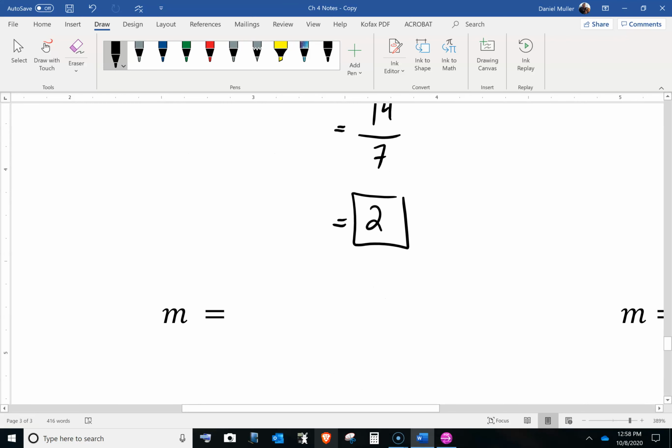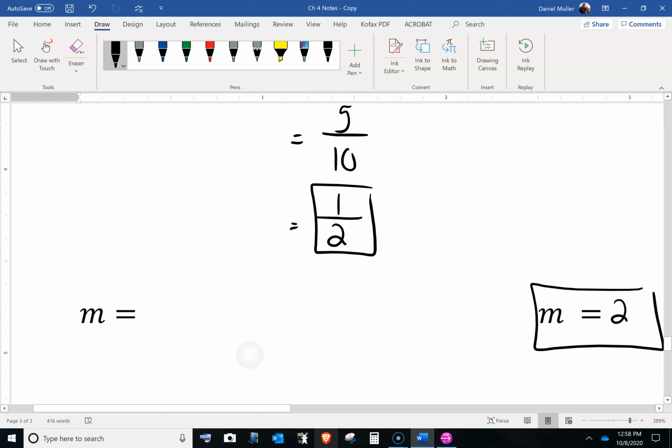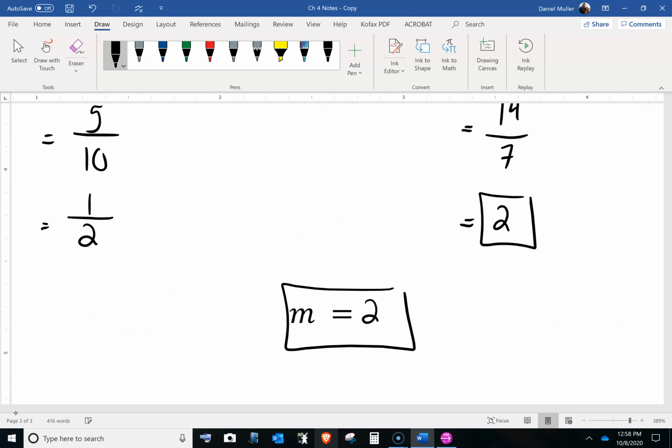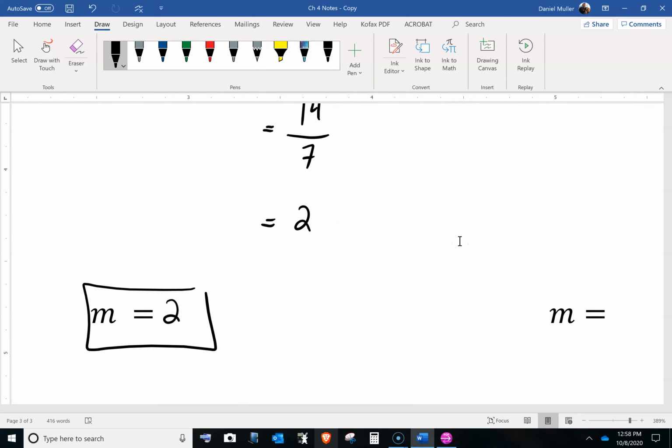Now I forgot there is a spot for us to write it right here, so we can rewrite it. M is equal to 2. In fact, in our other one here, it was also a half, so M is equal to a half. So I don't actually need to box those because there's a spot for the answer right there.